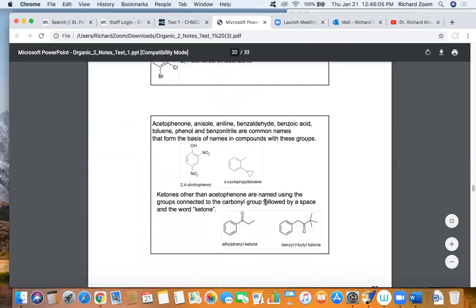Ketones other than acetophenone are named using the groups connected to the carbonyl group followed by a space and the word ketone. So this would be ethyl, and the aromatic ring is called phenyl when it's directly connected to the C=O. When it's benzene with CH2, that's called benzyl. I know that's confusing, isn't it? One is called ethyl and one is called benzyl. And that's a t-butyl group. So ethyl phenyl ketone, benzyl t-butyl ketone.